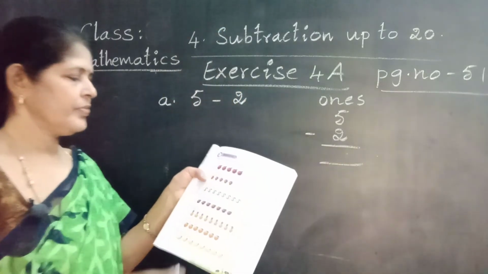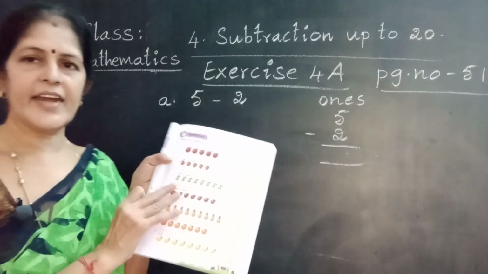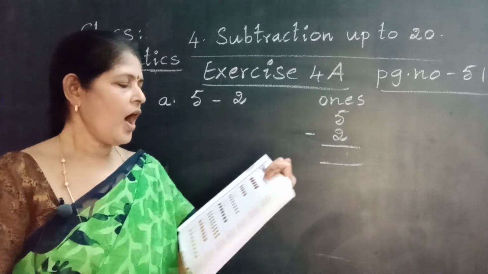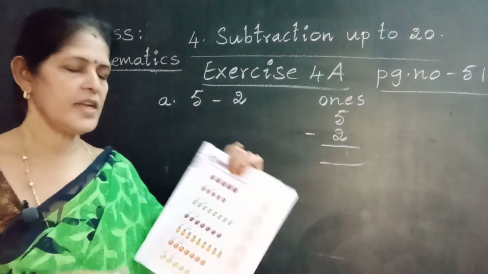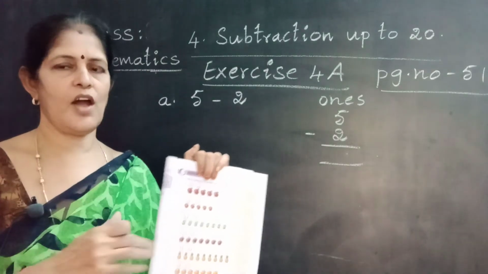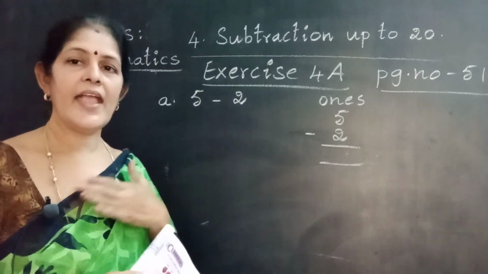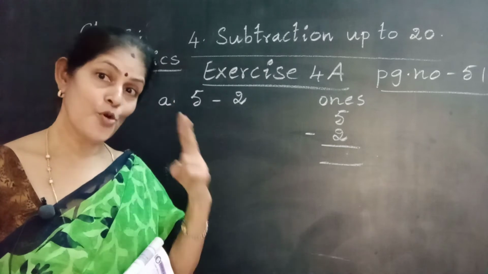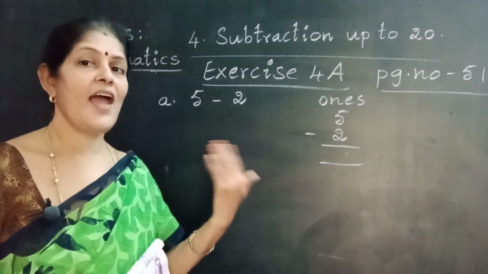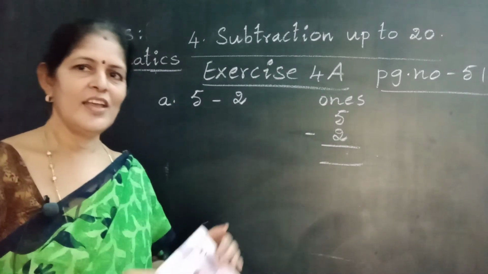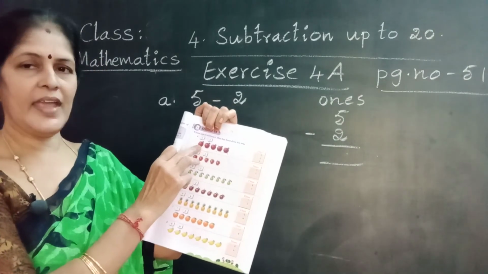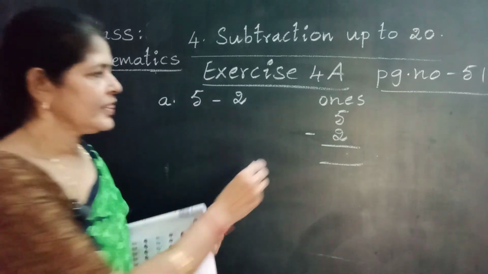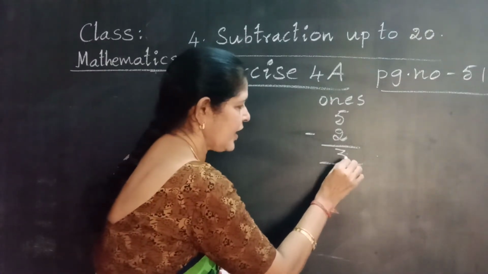Here, see, 5 pomegranates are there. How many pomegranates are there? 5. How many are crossed out? 2 are crossed out. That means I have 5 pomegranates. I ate 2 pomegranates. Then how many are left? Let us count the remaining pomegranates. 1, 2, 3. The answer is 3.